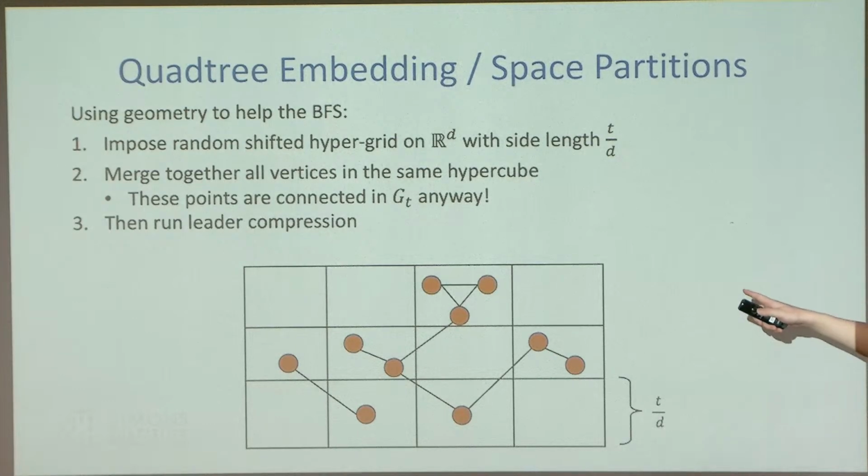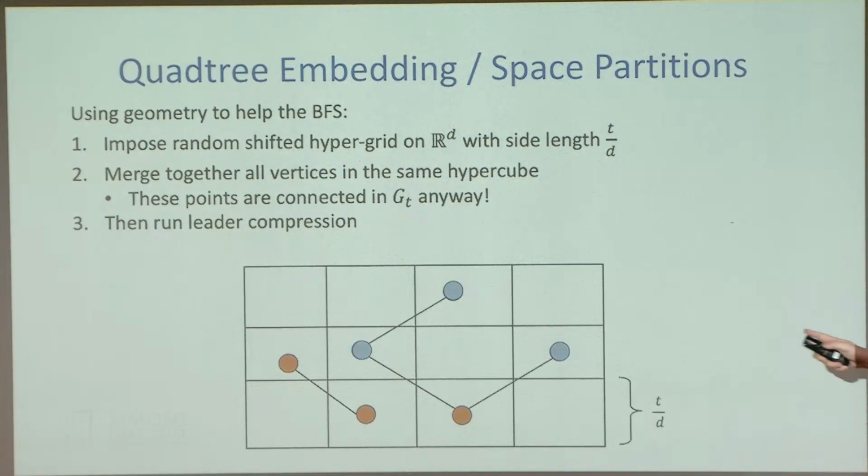So what we can do is that we have this kind of quad tree structure. Sorry, just have this kind of grid structure, and then each cell has length t over d, and then we merge them together. So we have some contracted connected components, sub-connected components. And then starting from this contracted graph, we run the leader compression.